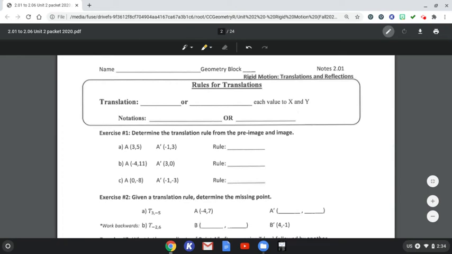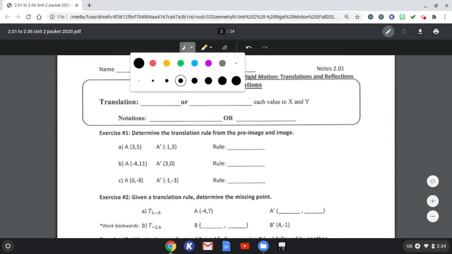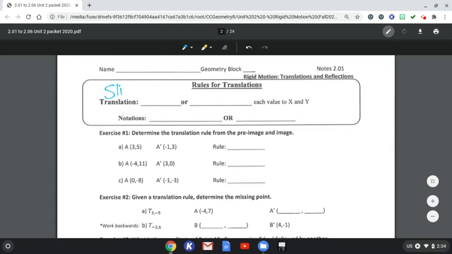Notes 2.01. And a translation, remember, is another fancy word for a slide. We're sliding it in the vertical and horizontal directions. And what we're going to do with these ordered pairs is we're going to add, meaning to the right or up, or subtract to your x and y values. The notations, sometimes they say x comma y becomes x add 2 if we're moving to the right 2, maybe y subtract 3.